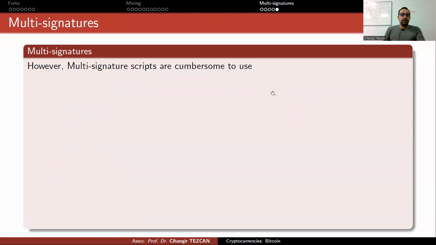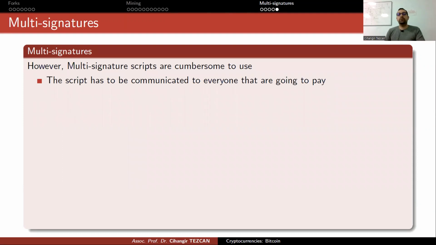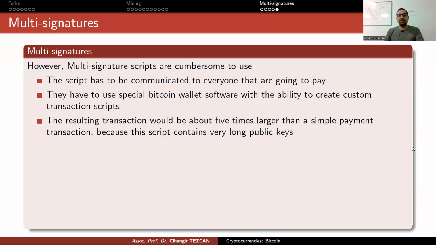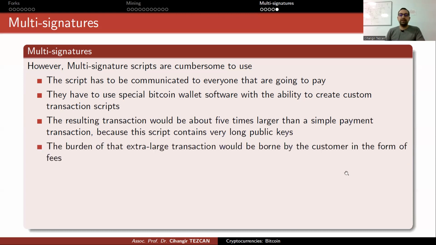All right. So the problems with multi-signatures and why we need Schnorr signatures are as follows. Multi-signature scripts are cumbersome to use. The script has to be communicated to everyone who is going to pay, right? In this scenario, everybody has to be online, so you have to agree on the signature, communicate with each other, and so on. They have to use special Bitcoin wallet software with the ability to create custom transaction scripts. The resulting transaction would be about 5 times larger than a simple payment transaction because the script contains very long public keys. The burden of that extra large transaction would be borne by the customer in the form of fees.